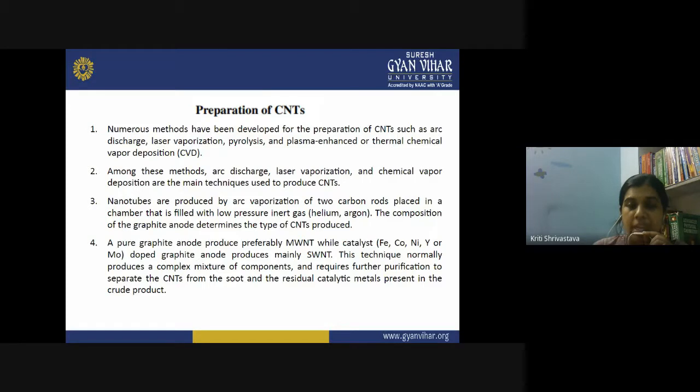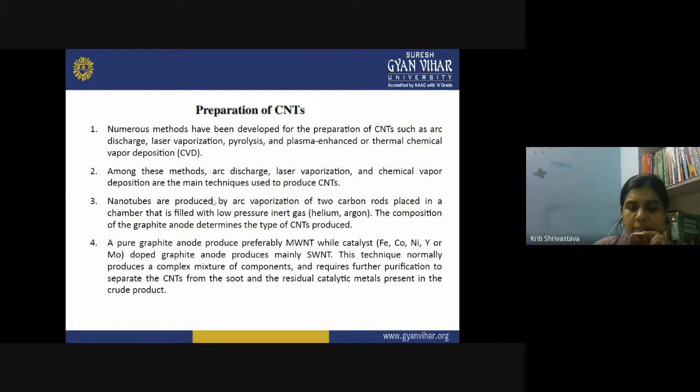But what are the main techniques which we commonly use? Among these methods, arc discharge, laser vaporization and chemical vapor deposition are the main techniques, and generally we use them for the production of carbon nanotubes. Let us discuss the first technique, that is arc discharge.